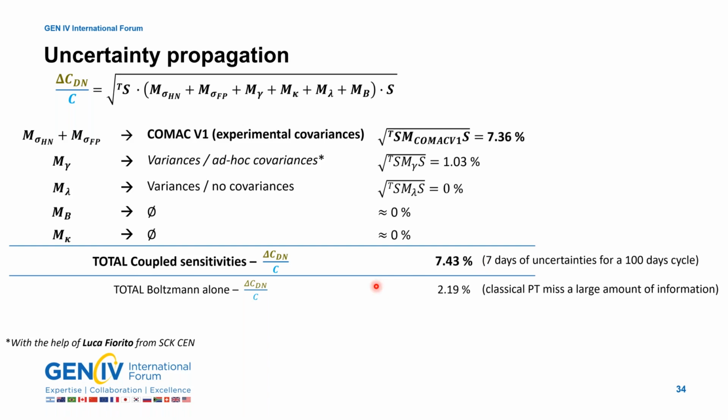And imagine that you are taking only the sensitivities coming from the Boltzmann, from the perturbation theory, you would obtain only 2% of uncertainty. And those 2% are because you are missing a large amount of information coming from the coupled terms, so using perturbation theory for fuel depletion will give you wrong results, and coupled sensitivities are mandatory for this kind of study.